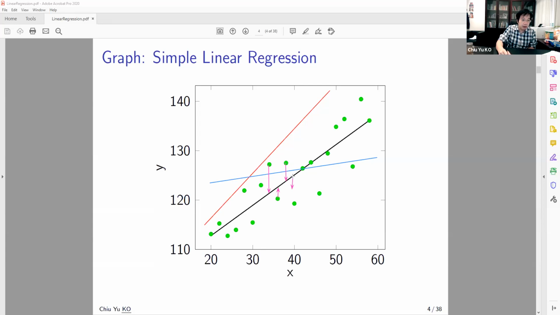And to add up the distances, we do it the way that we do the variance. We take the vertical distance, square it, and add it all up. So each point has a distance, you square it and add them all up. Then you want to find a line that would minimize this sum of squared distances. That is the definition, that is what it means.